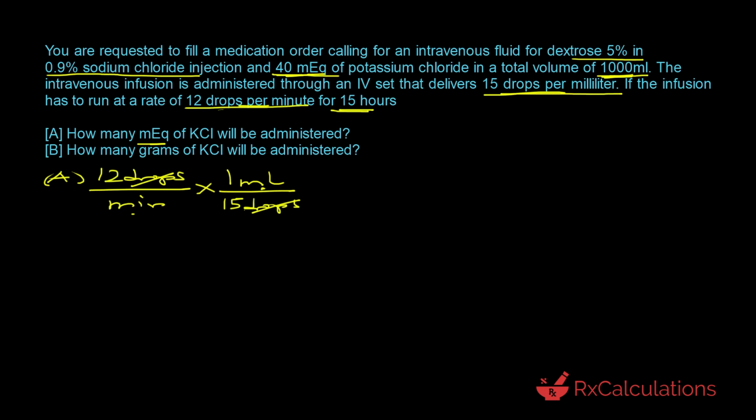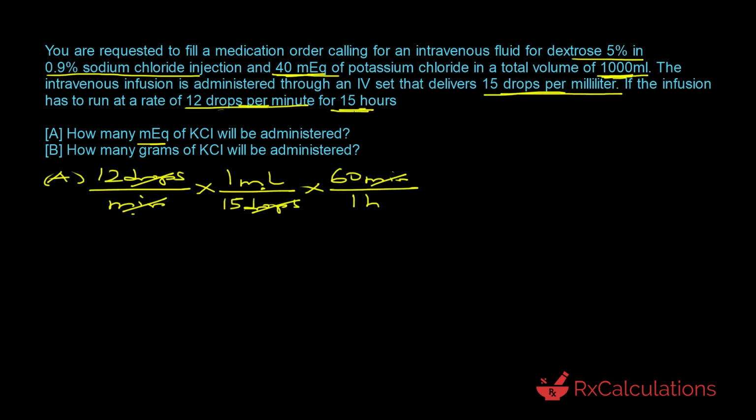Now, you want to know how many milliliters you actually administered in the 15 hours. Because if you give all of the 1,000 ml, then you're giving the 40 milliequivalents. But if you give something less than that, then by default, you're not giving all of the 40 milliequivalents. So you need to figure out how much you actually gave to the patient. What we can do here is multiply this by the time component. Since we have time in hours, we want to convert that to minutes, so we use the conversion factor of 60 minutes is 1 hour, and now the minutes will cancel out, and you're in milliliters per hour.